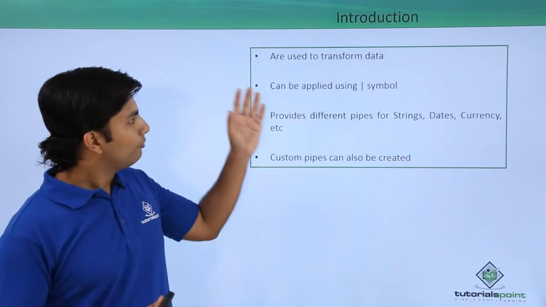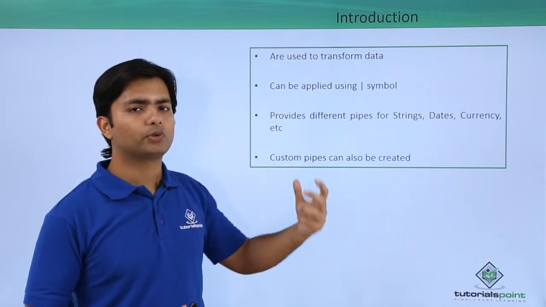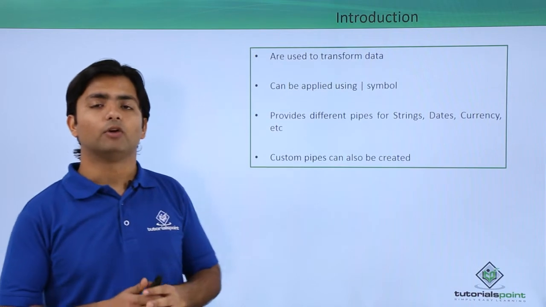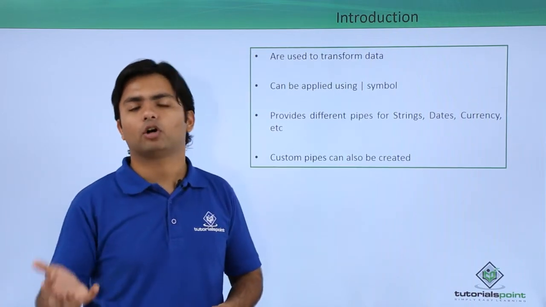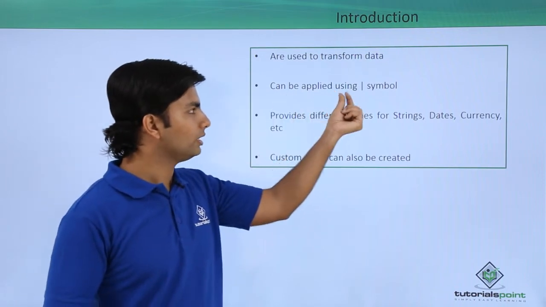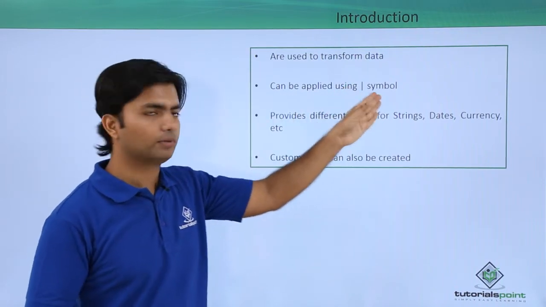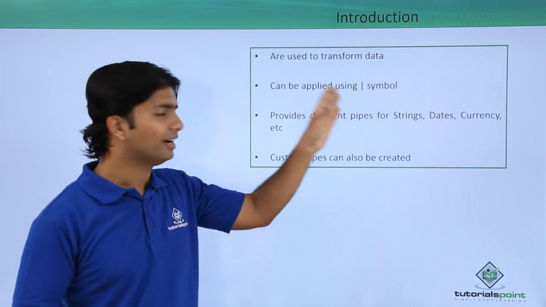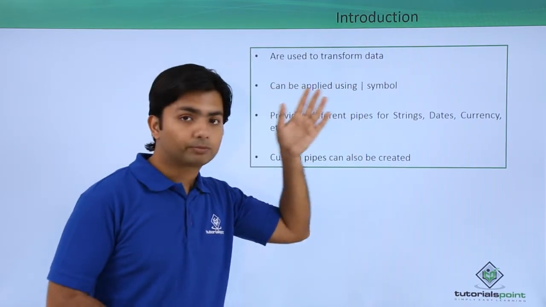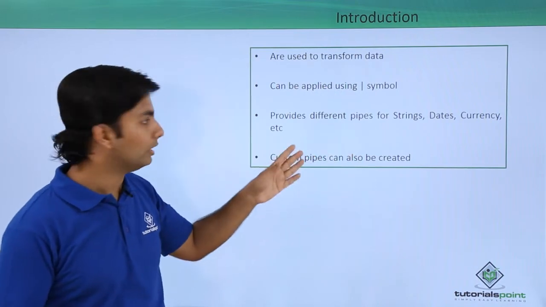So if you want to use pipes, when should you use that? Whenever you want to transform your data. Transform means whenever you want to change the way of the data representation, and it can be applied using the pipe symbol. This pipe symbol is there on the keyboard. You can just use that after the property name and you can apply that particular pipe on that particular field.